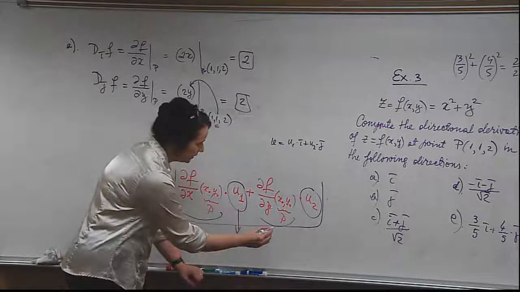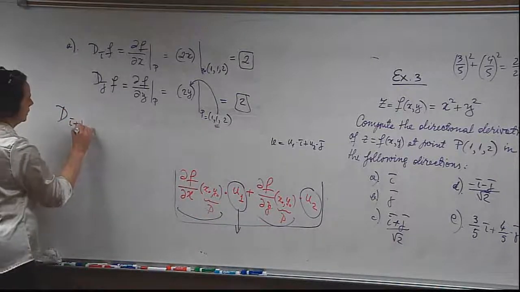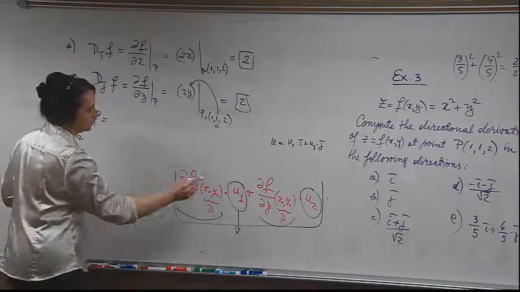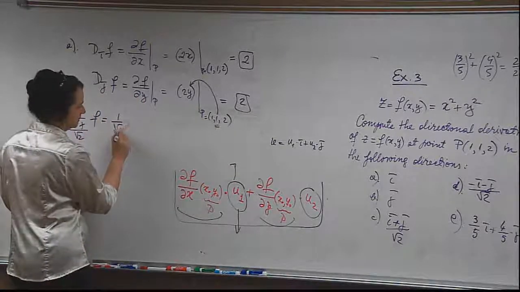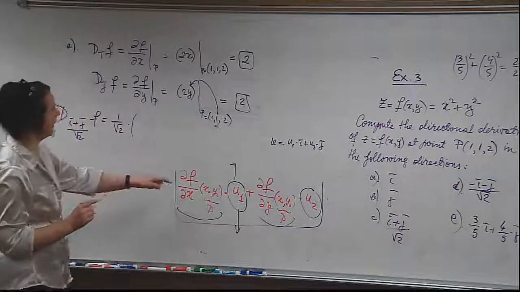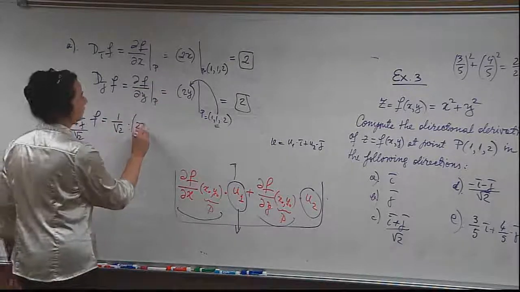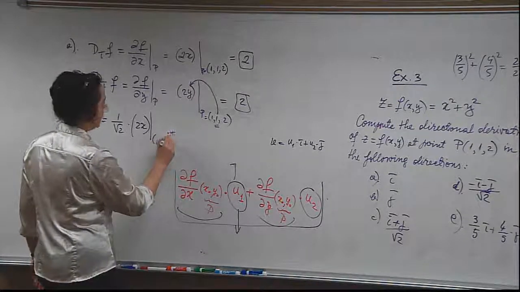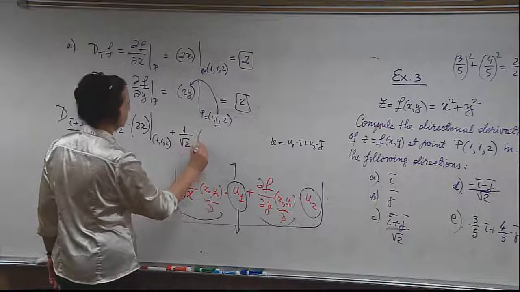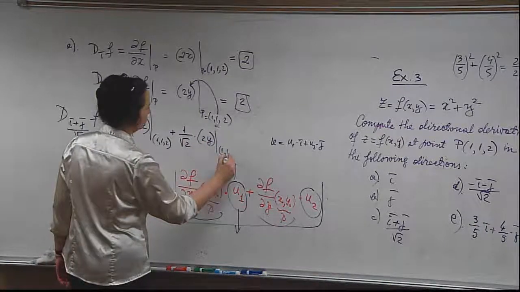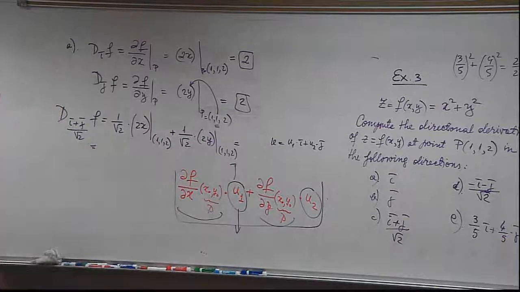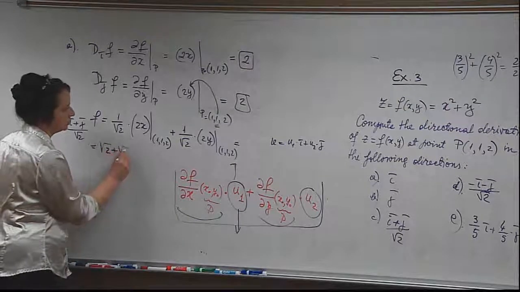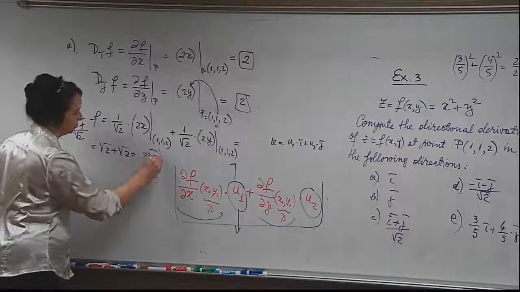In this case, this has to be 1 over square root of 2 times the derivative of f at x, which is computed before at the point, plus 1 over square root of 2 times the derivative of the function, again computed at the same place, which is, oh my God, square root of 2 plus square root of 2, which is 2 square root of 2.